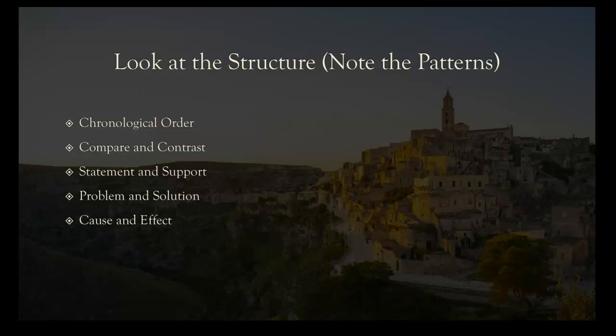Then, look at the structure and note the pattern. There's many patterns, but there's 5 basic patterns you're going to encounter in informational text: chronological order, compare and contrast, statement and support, problem and solution, cause and effect.